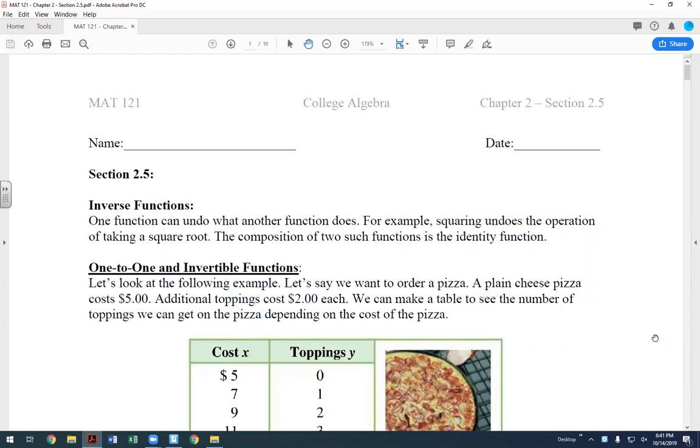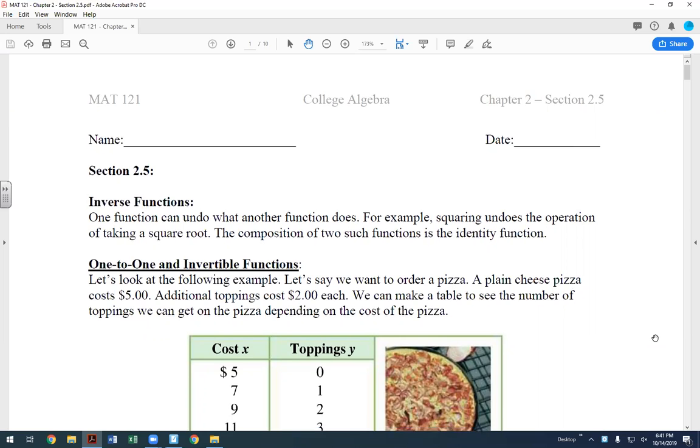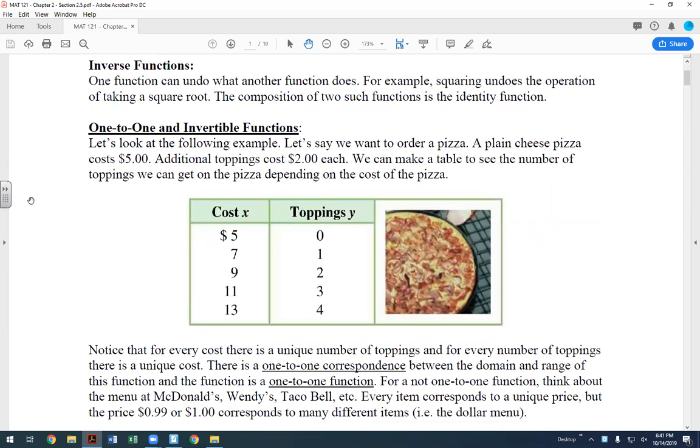Now, the first thing you have to do when you're working with inverse functions is make sure the functions are one-to-one, which is a relationship between, you can think about it as being a relationship between the x and y values. And you have to make sure that you will actually be able to find the inverse of this function. So we say make sure your function is invertible. So we're actually starting out with a pretty simple example here to kind of illustrate this. So we have a pizza example.